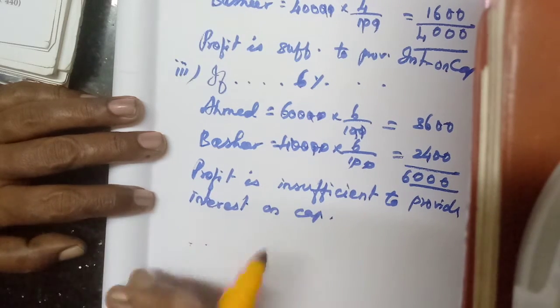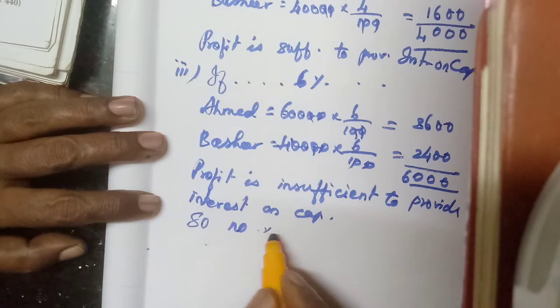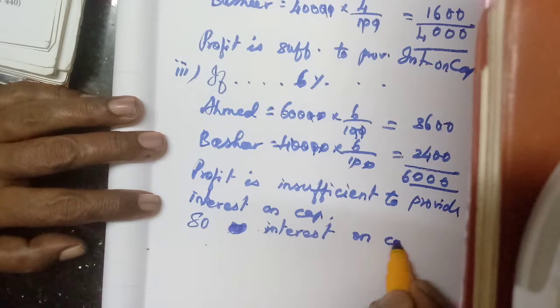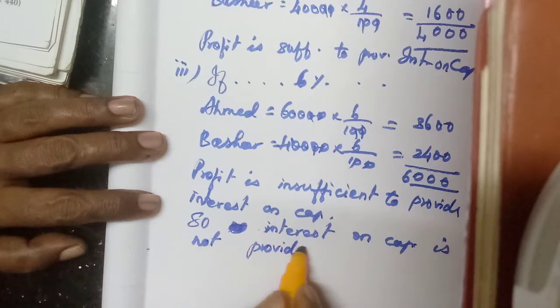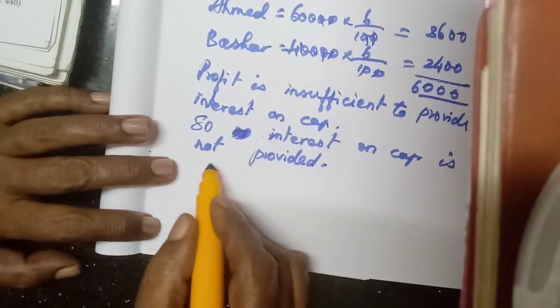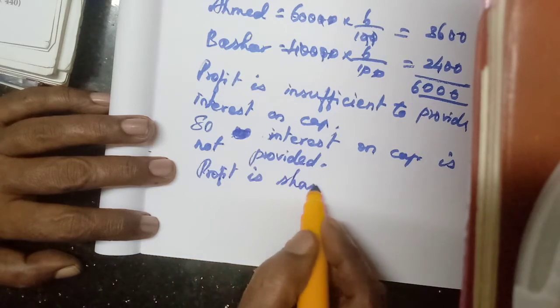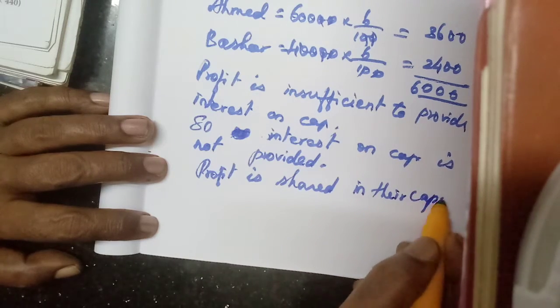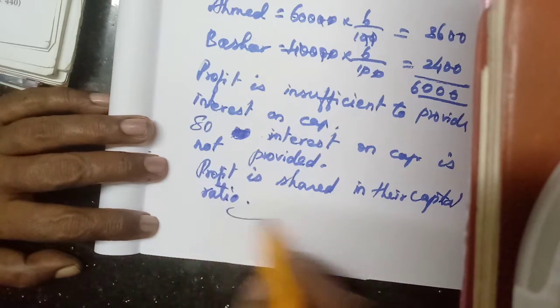So interest on capital is not provided. Profit is shared. What? How much? 5,000. Okay. Is shared in the capital ratio. In their capital ratio. Okay. That's the answer. We have completed.